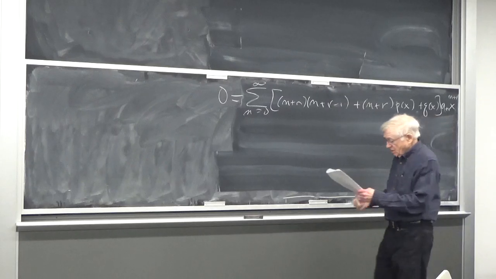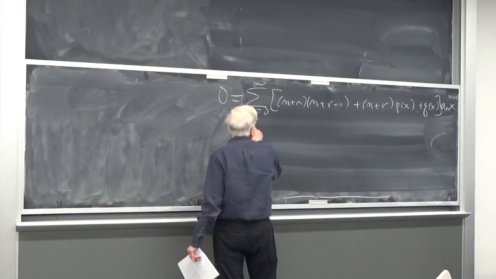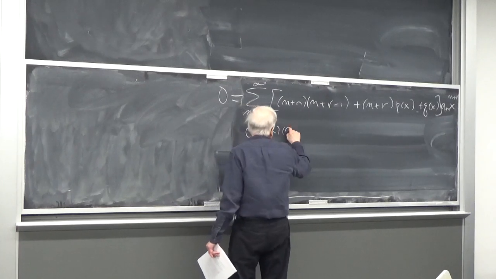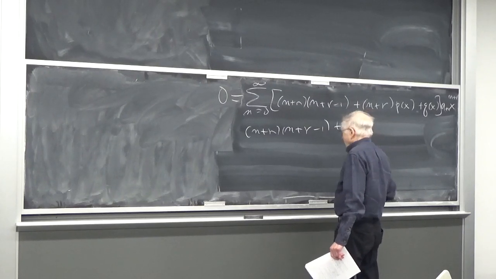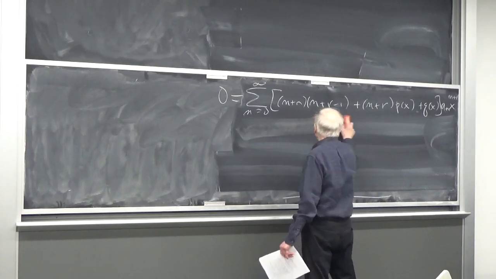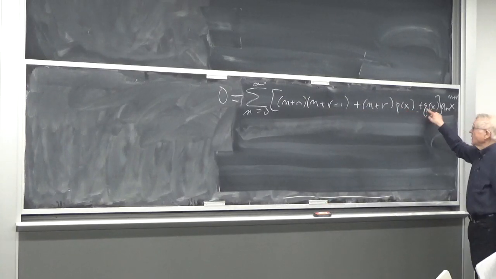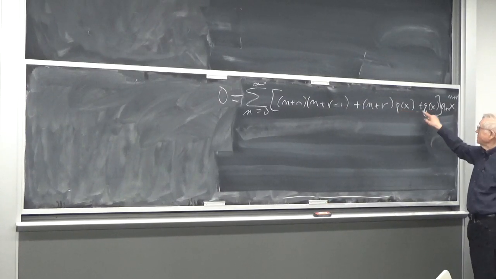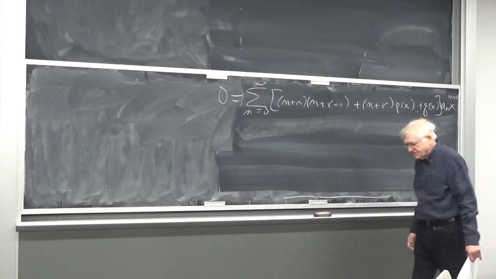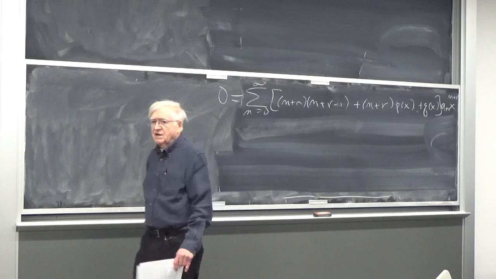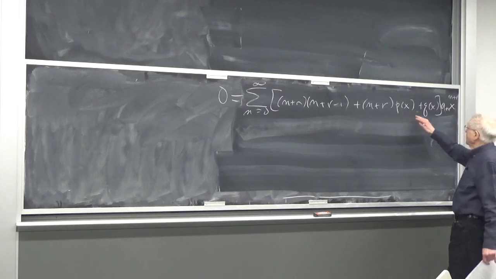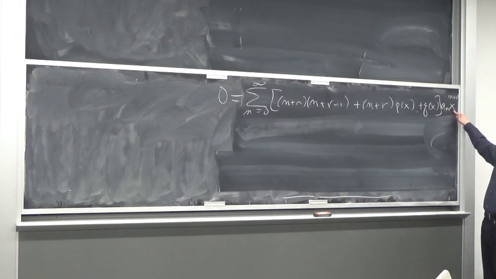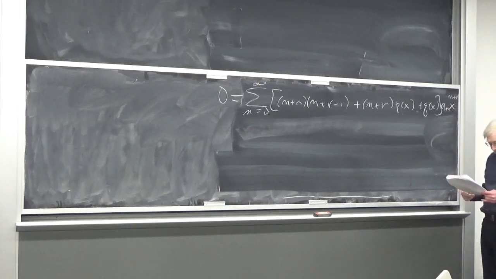And so that means what we have is (n plus r)(n plus r minus 1) plus, well, in order to see this, what we have to do, of course, is to substitute the values of p of x and q of x. Now, if p of x and q of x are simple polynomials, which they are in most of the differential equations that we study, then we can identify what the different powers of x are in this equation.